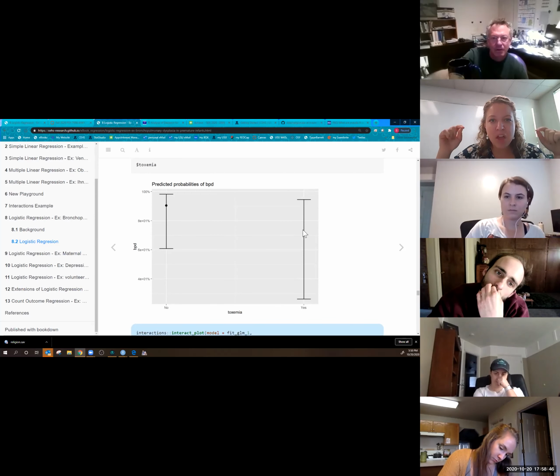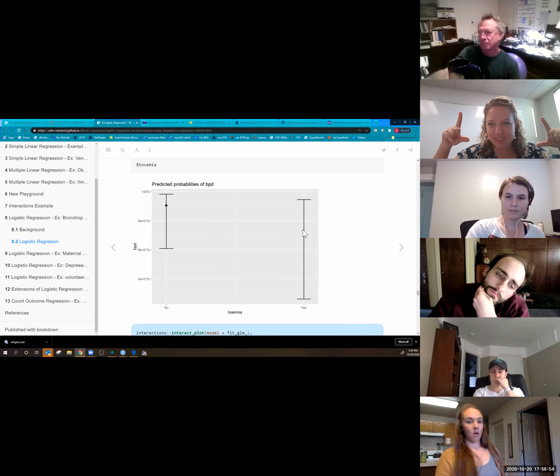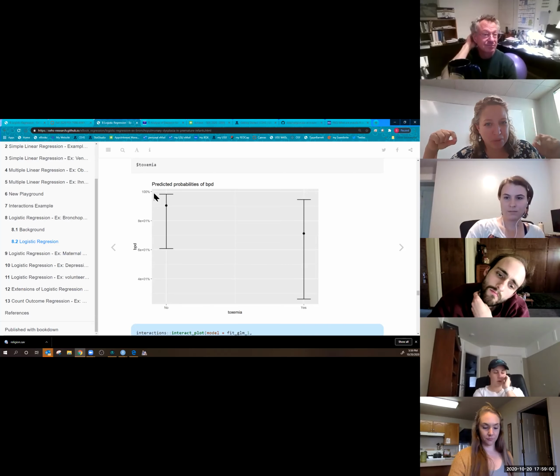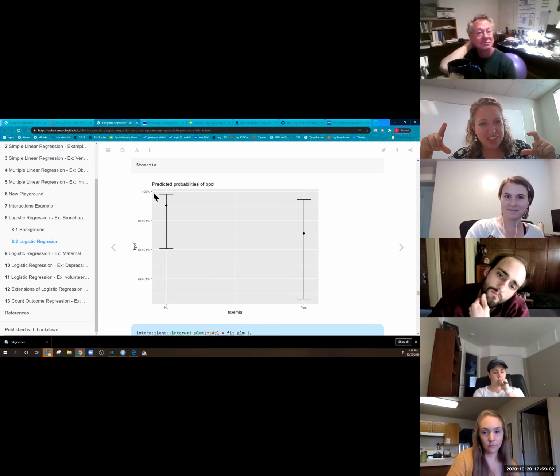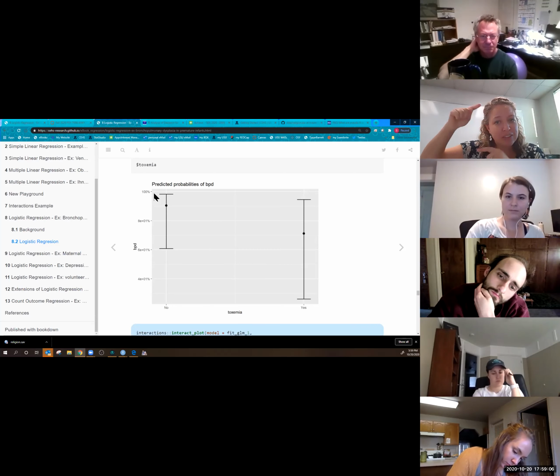Now I want to point out, look at those confidence bands. What do you notice about the whiskers on either side, up and down? Are they the same length? No, because there is a cap at 100%. Can you have more than 100% chance? No, and logistic regression adjusts, so that's why those whiskers are shorter on one side and longer on the other.